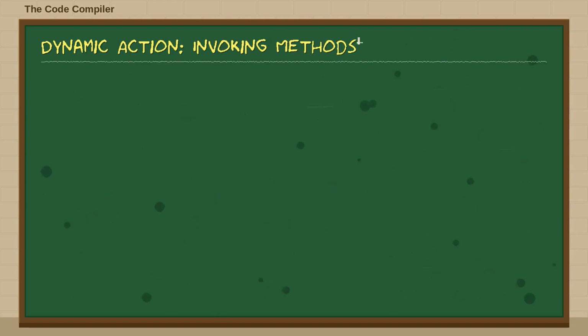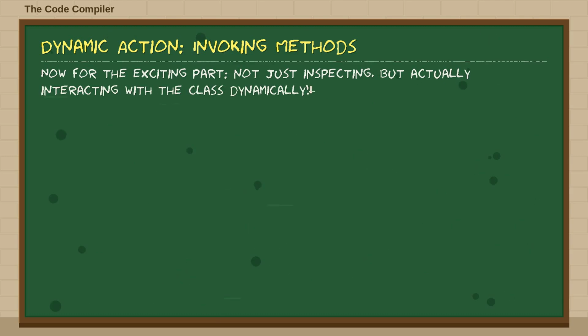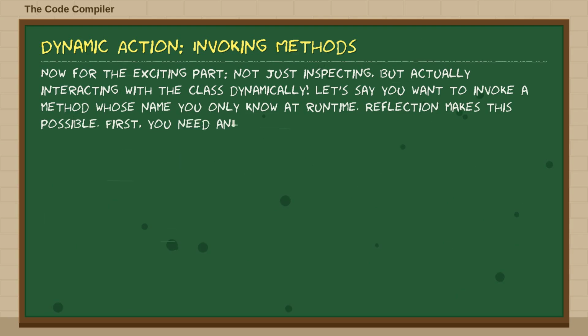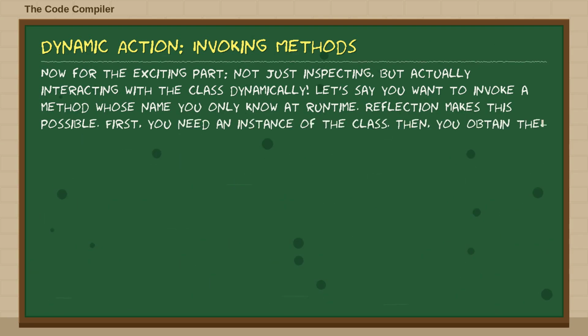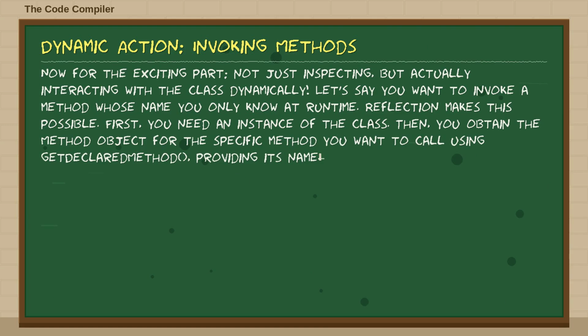Now for the exciting part, not just inspecting, but actually interacting with the class dynamically. Let's say you want to invoke a method whose name you only know at runtime. Reflection makes this possible. First, you need an instance of the class. Then, you obtain the Method object for the specific method you want to call using getDeclaredMethod, providing its name and parameter types. Finally, you use the invoke method on the Method object, passing the object instance on which to invoke the method and any arguments it requires.